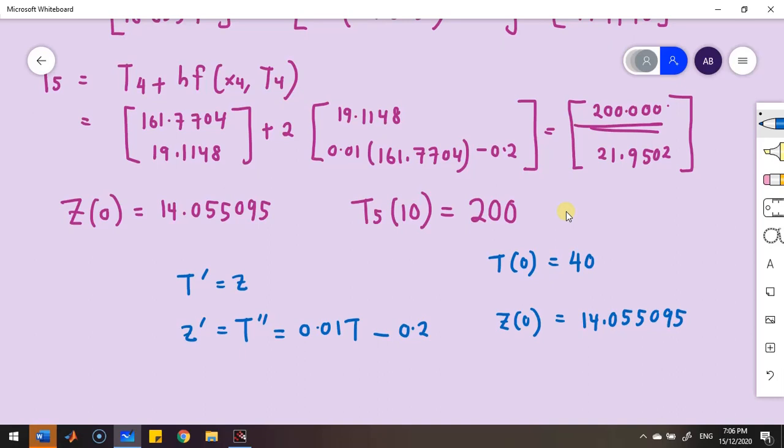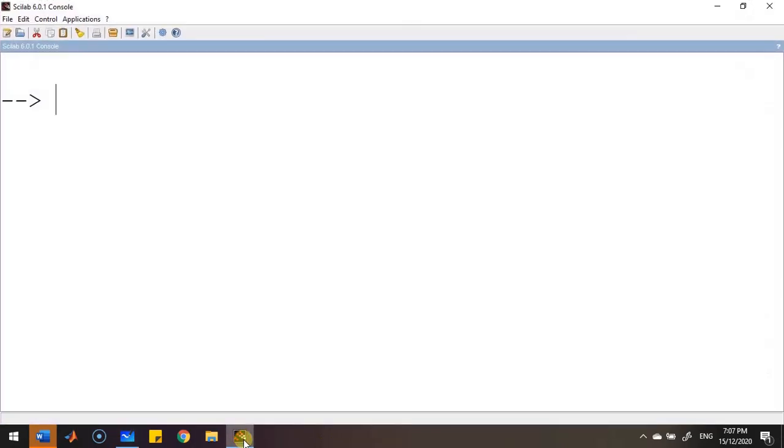You start with a condition that you don't know, and then you try to shoot as close as possible to the given desired value that you need. So this is the idea of the shooting method. Now obviously I can use Scilab to prove this. Perhaps Scilab can work better than the writing that we have to do. Maybe I can show you how Scilab works for solving this shooting method.